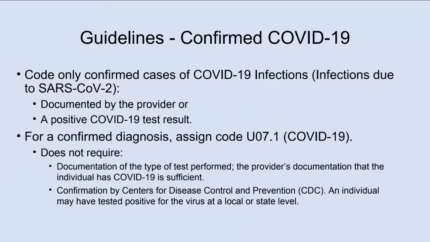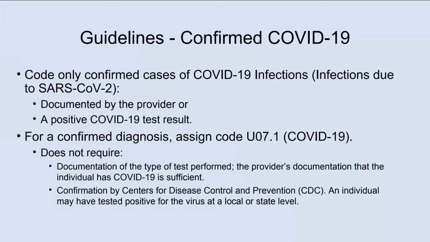So first of all, the guidelines state that COVID-19 is coded using U07.1. It's only used in confirmed cases. Now, what does confirmed mean? Confirmed means the provider documented the patient has COVID-19 or a positive COVID test. There's no documentation from CDC needed in order to say it's confirmed.